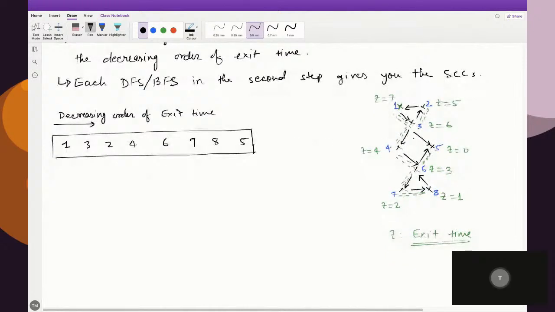You again do the DFS in the same graph but reverse the edges, right? In the transposed graph of this. So let me redraw this. Here I will redraw.